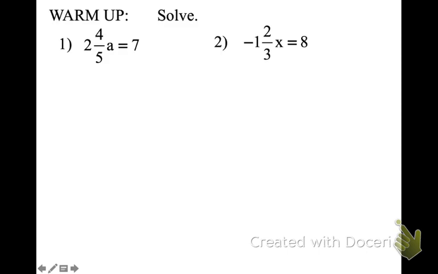All right, so we're going to start with the warm-up. Take a minute and see if you can do this. Okay, if you need help, we'll start right away with 2 4/5 A equals 7. So the first thing we're going to do is convert that to an improper fraction. Remember, we multiply down 2 times 5 and then add the numerator plus 4. 2 times 5 is 10 plus 4 is 14, and we put it over the 5. So it's 14 over 5A equals 7.